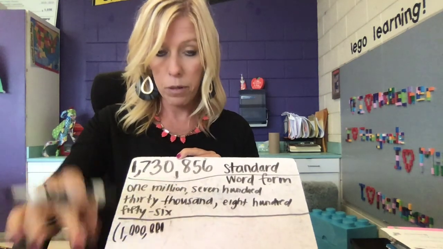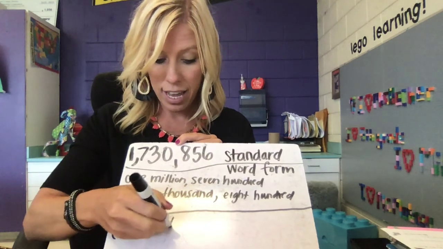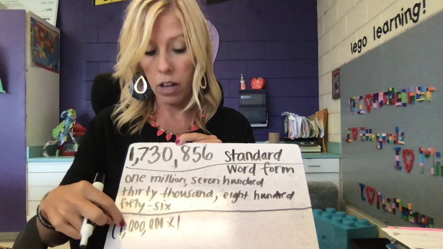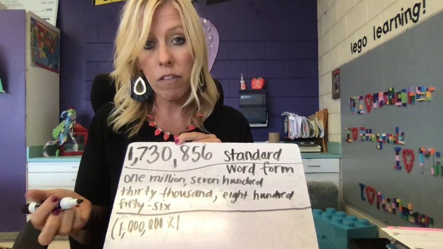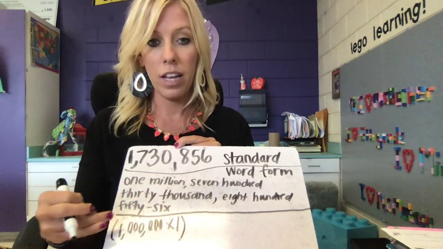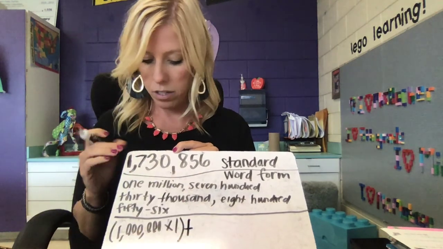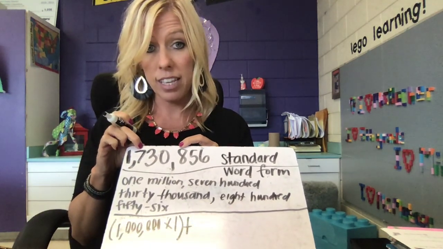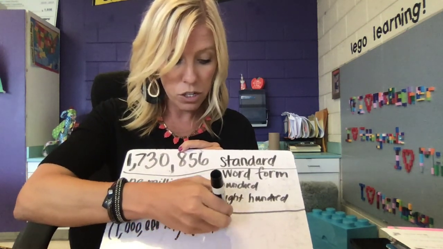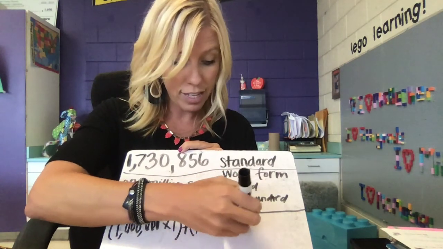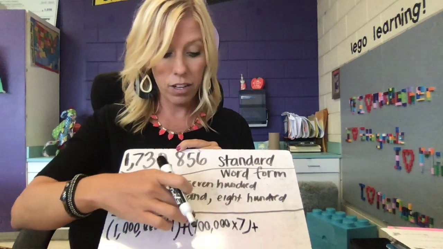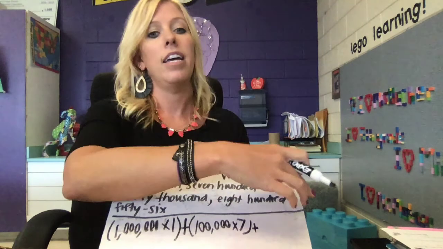So I always put what place it's in, then I put what that digit is. So in this case, we have one group of 1 million. We just have 1 million. Technically, you could put 1 times 1 million. This is just the way I do it. Okay, next is my 7. The 7 is in the 100,000s. So I'd put 100,000 times 7. So I'm saying I have one group of 1 million, I have 7 groups of 100,000, and then I'm going on.